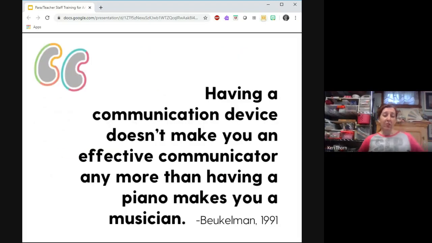So having a communication device doesn't make you an effective communicator any more than a piano makes you a musician. And I can attest to that. I had music lessons for years. I had a piano in my house. I'm still not a musician. A piano is a tool to make music, and the devices are tools to communicate. They still need to be taught. They need to be practiced.